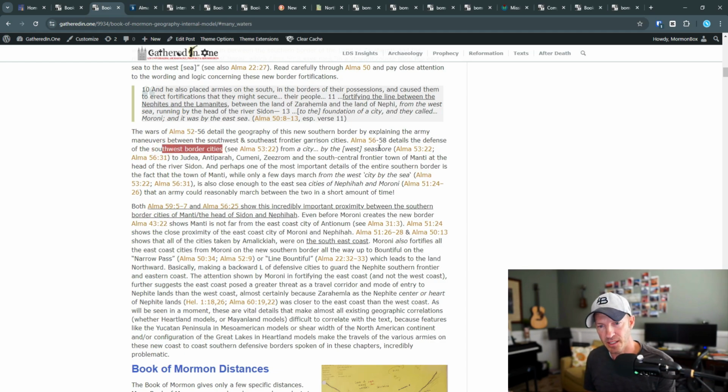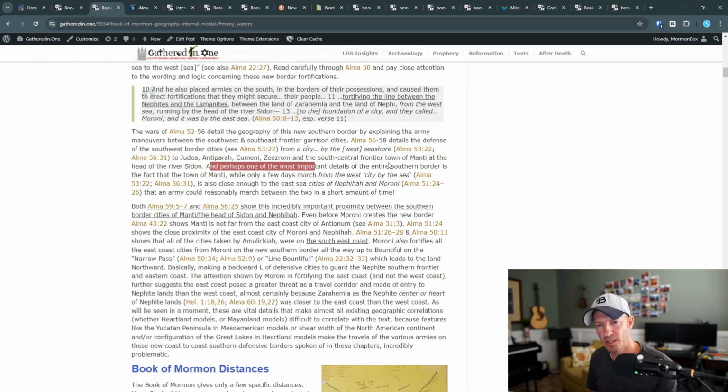From the city by the west seashore, right? If you don't believe it, here are links right here. The city by the seashore, and it's very clear that it's talking about the west seashore, to Judea, Antipara, Cumeni, Zeezrom, and the south central frontier town of Manti at the head of the Riverside. And read the verses. This is all absolutely in there.